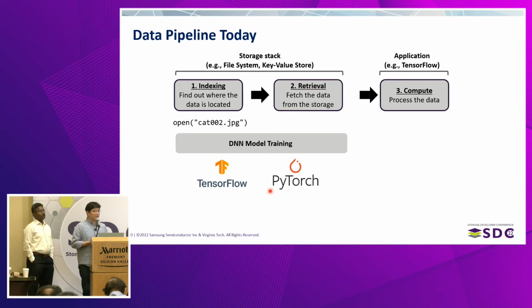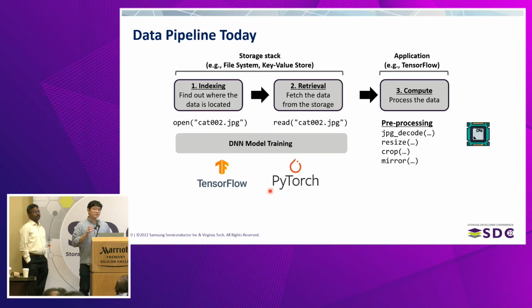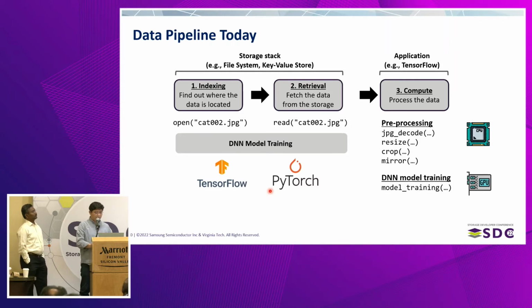And suppose that we wanted to train the cat image against the dog image, right? And then we will fetch the cat image by reading the data from the file system, just using the file system call. And then for this particular image training deep neural network model, it first requires some pre-processing steps. For example, the JPEG image has to be decoded to the raw image, right? And then it should be resized, and then random crop and random mirror pre-processing operations have to happen before being fed into the GPU, right, for the model training.